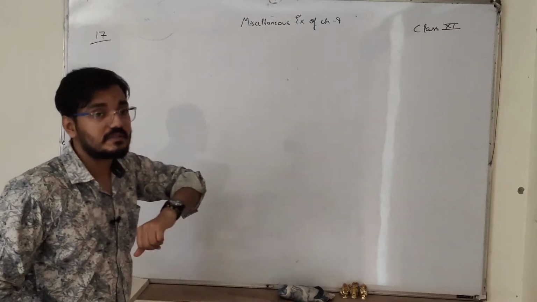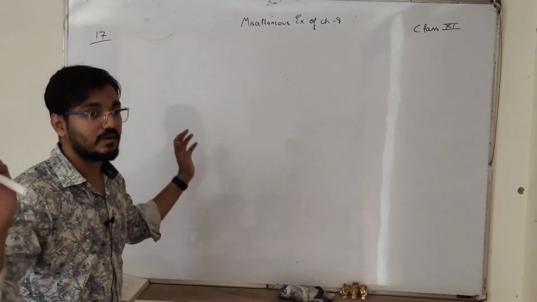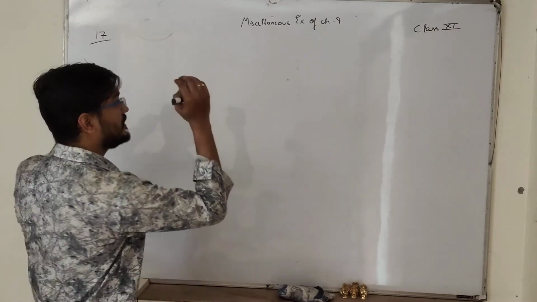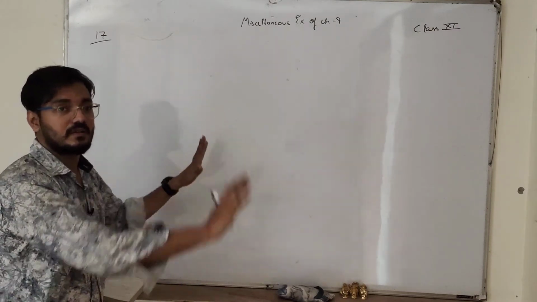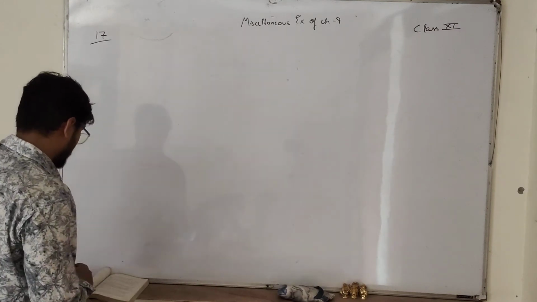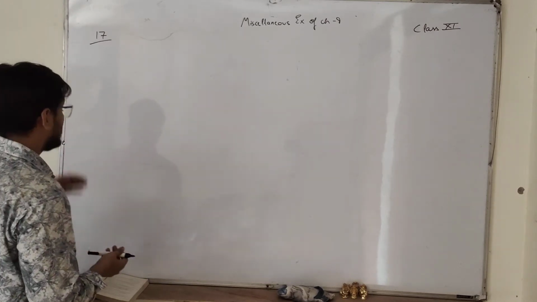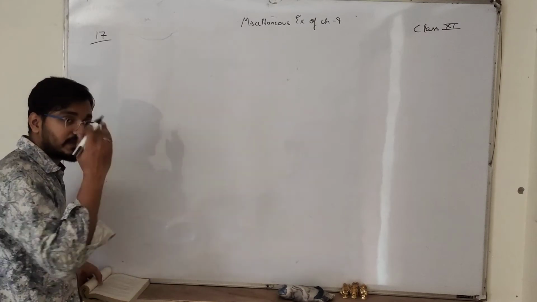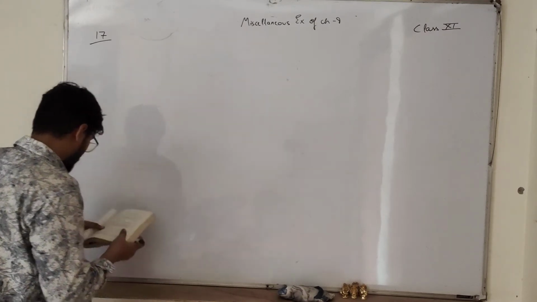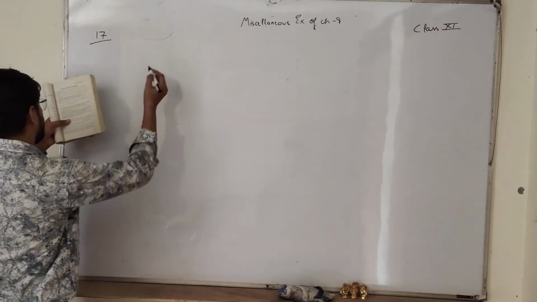So miscellaneous means complicated exercise, means overall everything will be there in this exercise, right? So just go through all the exercises again if you find it difficult, and then understand it properly with a clear mindset, right? 17th, A, B, C, D are in GP.